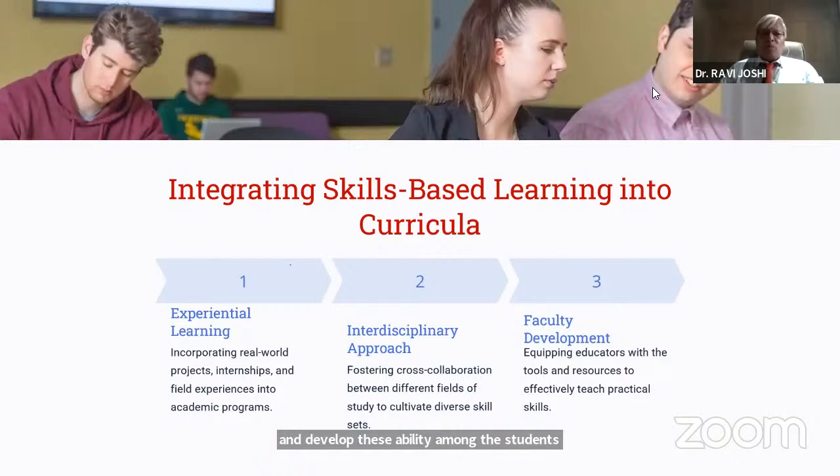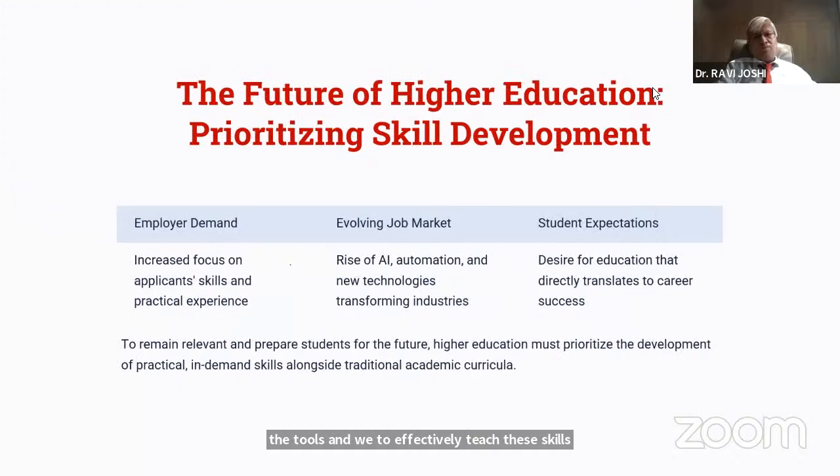So to all of us, integrating skill-based learning into curricula through experiential learning, an interdisciplinary approach, and faculty development. Today we had a sensitization program, but at a later stage we can have domain-specific workshops where we can develop faculty, equipping educators with the tools and resources to effectively teach these skills to the students. So the future of higher education is prioritizing skill development. It's an employer demand, it's an evolving job market, and it is the students' expectation.